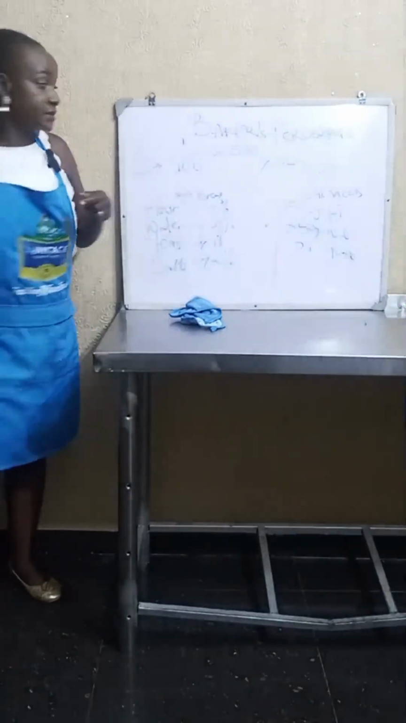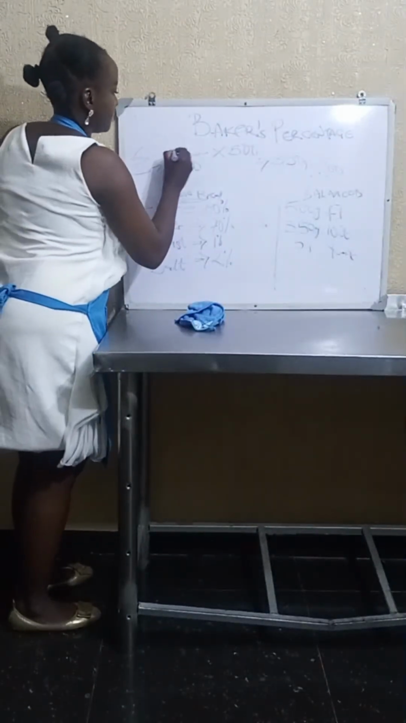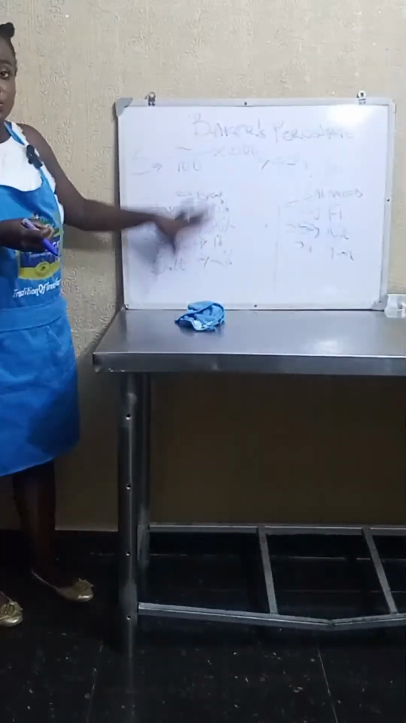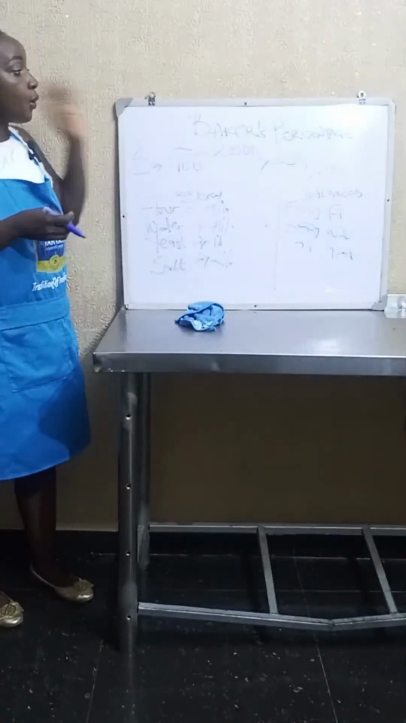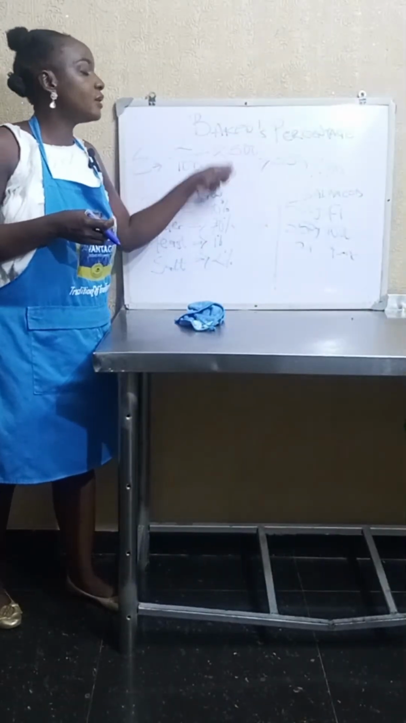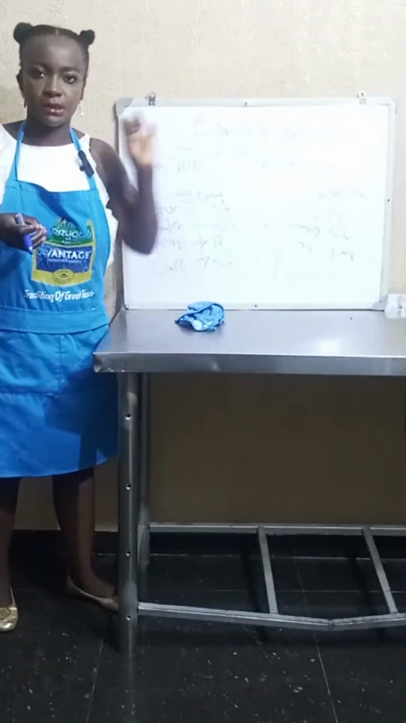Let's do the same for salt. Salt is 2% according to the baker's percentage. These parameters don't change. They are standards. The only thing that changes is the flour, so any amount of flour you're using should change. But you see, these two parameters are constant.